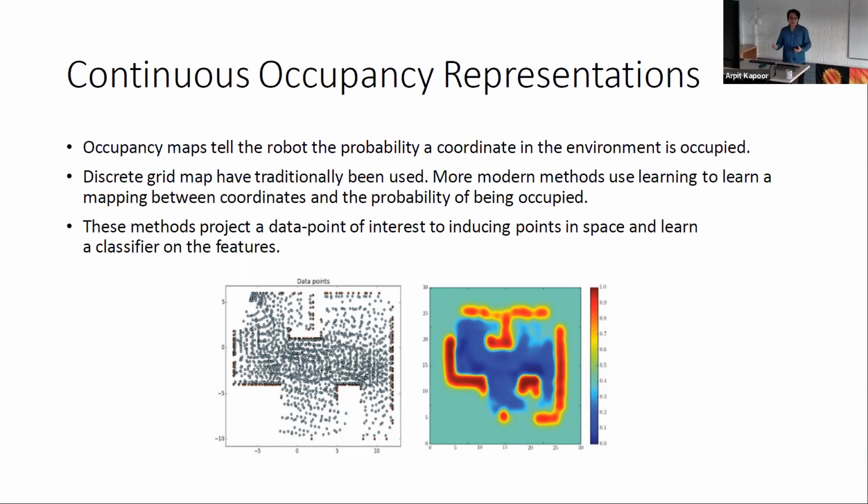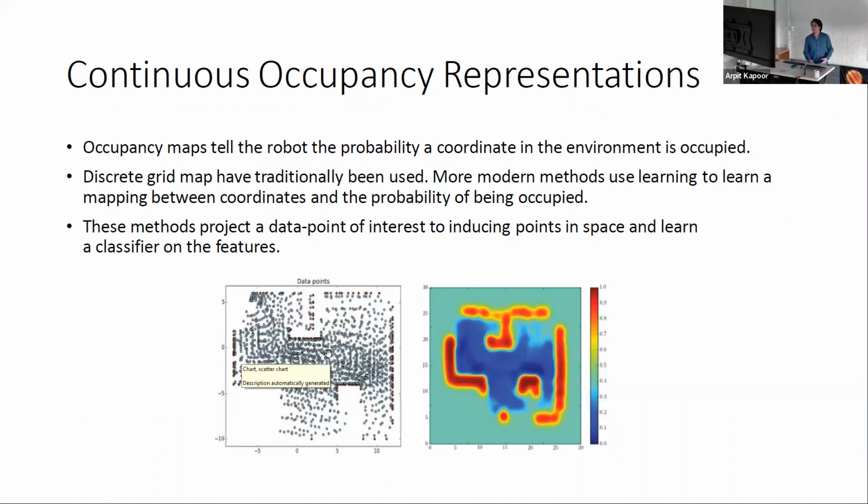So one of the most important maps a robot needs to build are these occupancy maps. The robot navigating around needs to have some sort of model that tells the robot, at this point in space, what is the probability of it being occupied, right? And so how do we build these maps?